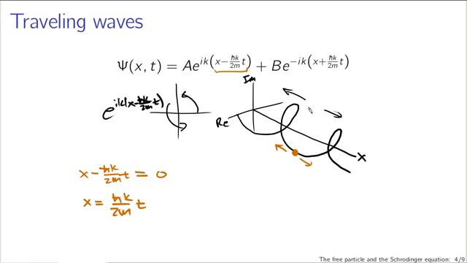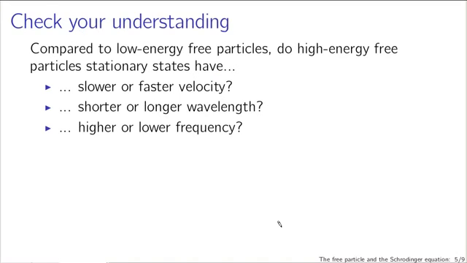For the other term here, the relative sign of x and t is different, so you end up with a wave propagating in the opposite direction. So these are our traveling wave solutions to the time-independent Schrodinger equation, or to the overall Schrodinger equation, excuse me. To check your understanding, go back and review the definitions of these traveling wave solutions, and think about how the energy enters. Do high-energy free particles move faster or slower? Is the wavelength, in a sense the tightness of the spiral, shorter or longer? And is the time evolution, the rate at which the spiral rotates in time, faster or slower?